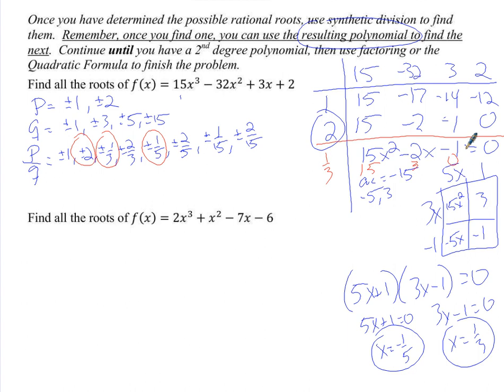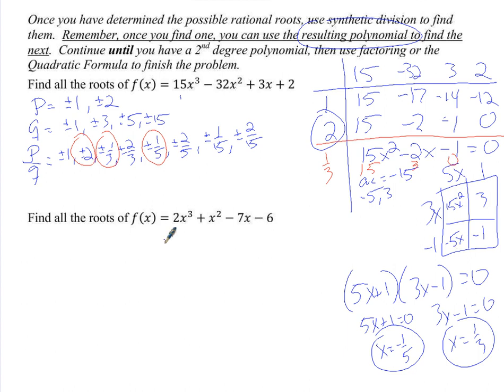So this one happened to be a third degree polynomial, which means we only needed to find 1 before we were able to use factoring or the quadratic formula. Down the road, we're going to have a 4th degree or a 5th degree polynomial. So we'll have to do this several times until we find enough to give us a quadratic.